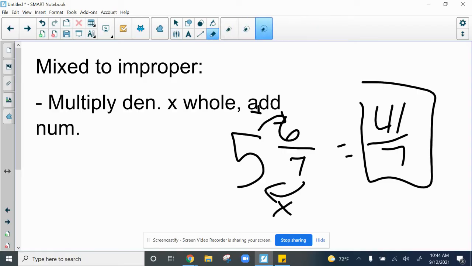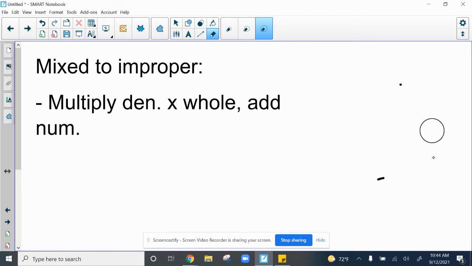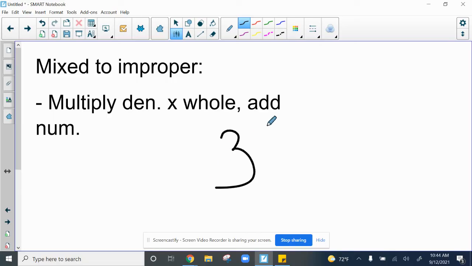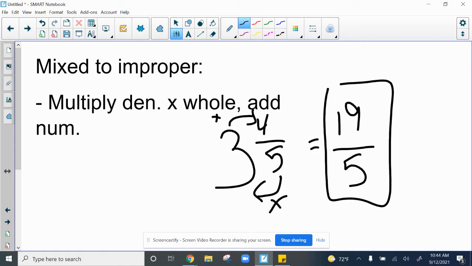All right, let's try one more. And let's do 3 and 4/5. 5 times 3 is 15. Plus 4 is 19. So we're going to add the 4, and then that would be 19, and my denominator is 5. So this would be 19 over 5, or 19/5.